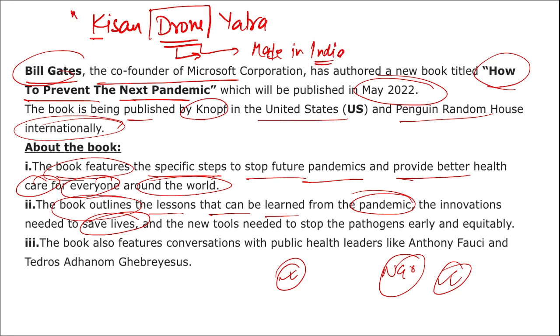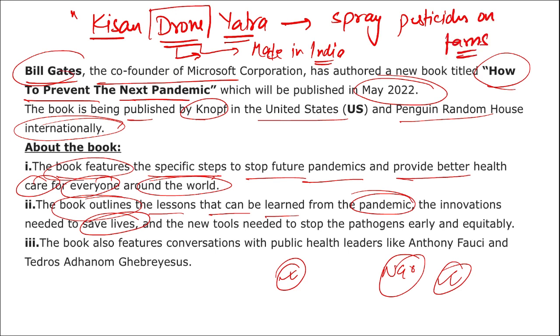So coming back, this Kisan Drone Yatra. This Kisan Drone Yatra was for what reason? It was to spray pesticides on farms. Alright, Kisan Drone Yatra.